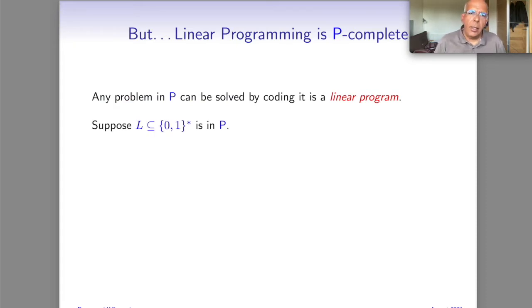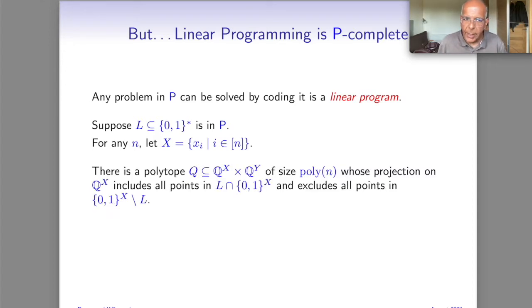Here's the distinction. There's a slight distinction. In the notion of extended formulation we provided, there's effectively an additional condition put in. So suppose we have a language, strings of zeros and ones, which is in polynomial time. Now, for any n, let x be the set of variables indexed by n. Think of these as Boolean variables for bits in the language. We're not concerned with symmetry at all here, so we don't care whether this encodes a graph or anything of that form.